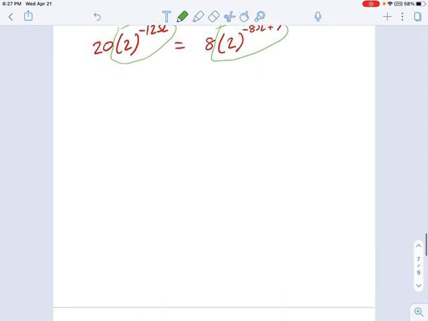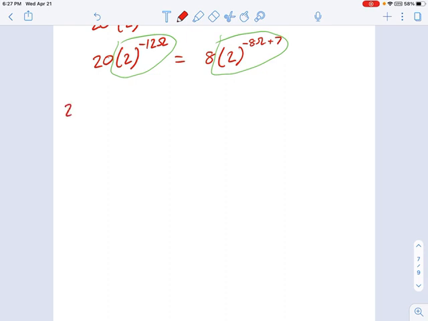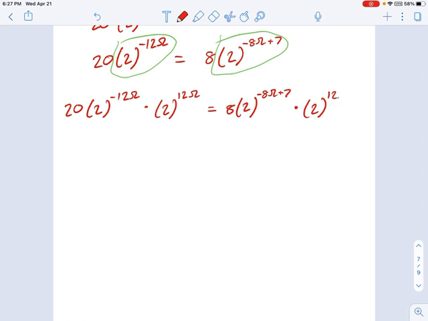So to do that, I'm going to, again, multiply both sides by something. Remember, this is an equation. You can always multiply both sides of an equation by anything you want, as long as it's useful. So I'm going to multiply both sides of this equation by this number, 2 to the 12 omega. Where did I pull that one? We'll see in a moment. And on the right, we have 8 times 2 to the negative 8 omega plus 7. And I have to do the same to both sides, which means this gets a 2 to the 12 omega also. Okay, it looks like I made things worse, right?